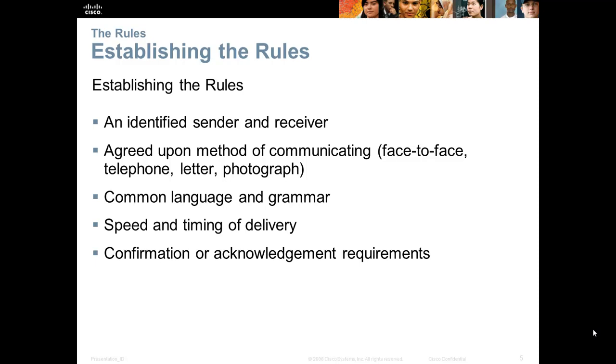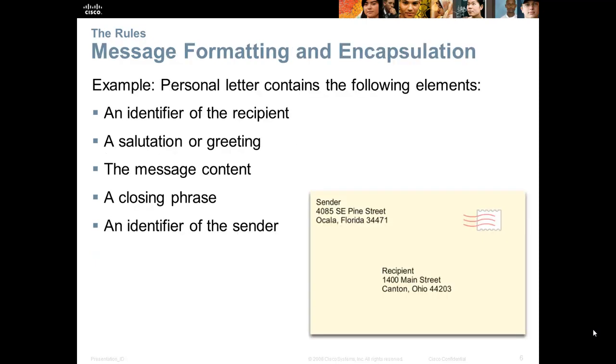And then confirmation or acknowledgement requirements. Many times when two people are communicating, we acknowledge each other by nodding our heads or saying yes, or maybe we ask the person to repeat themselves. But either way, we know whether or not they got what they needed and they heard what we were trying to communicate with them. This chapter talks about formatting messages and encapsulation.